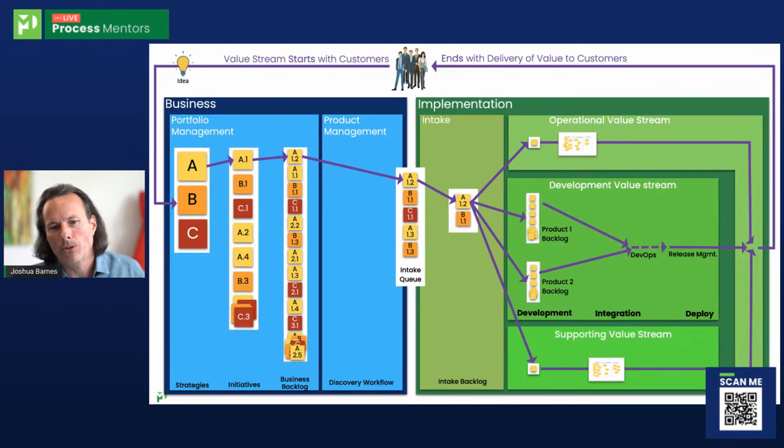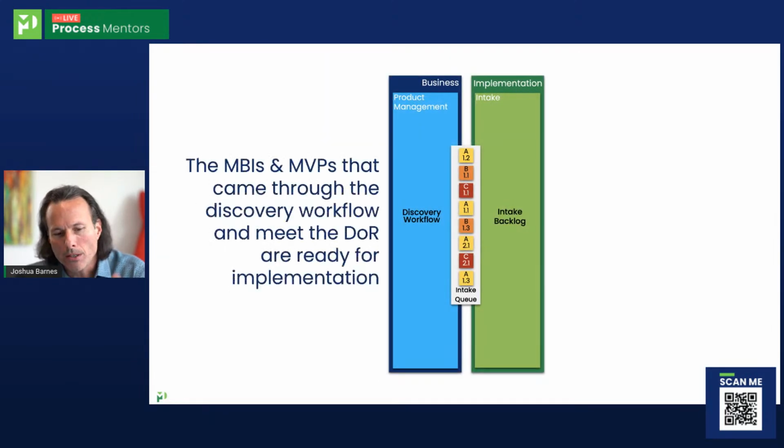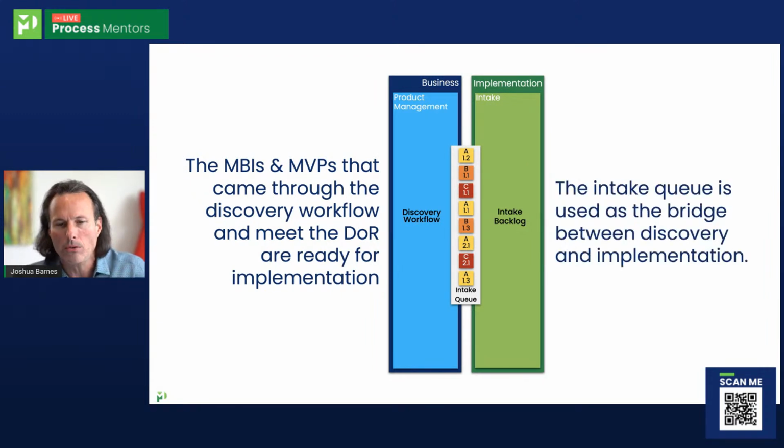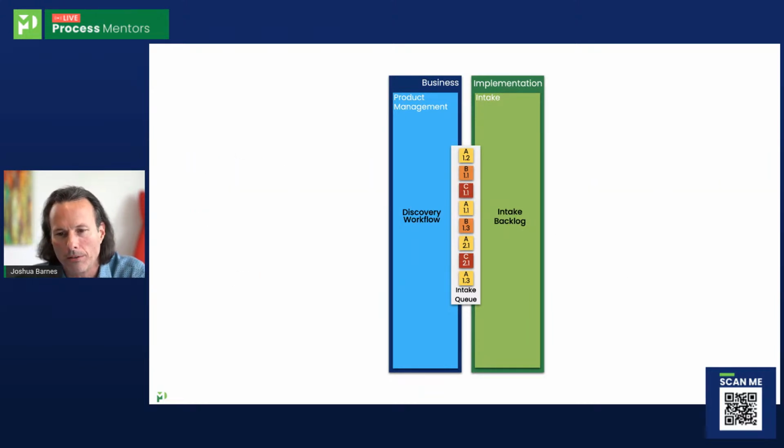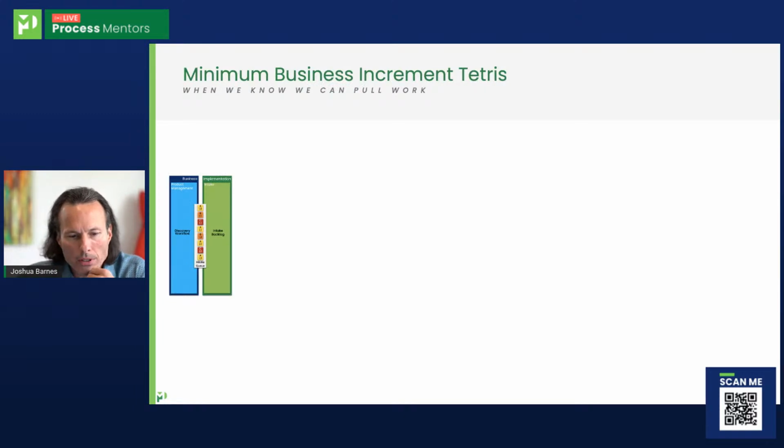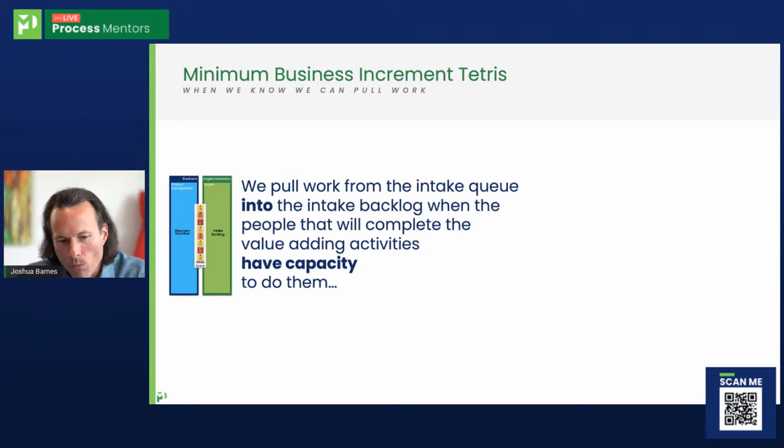But how do we determine what to pull out of the intake queue and into our intake backlog? What type of planning or look ahead planning do we need to do to be able to make sure that we're maximizing this effort? So the MBIs and MVPs that are coming through the discovery side and meet the definition of ready are considered ready for implementation. And then the intake queue is used as this bridge between the discovery and implementation, or when we're getting ready for value delivery.